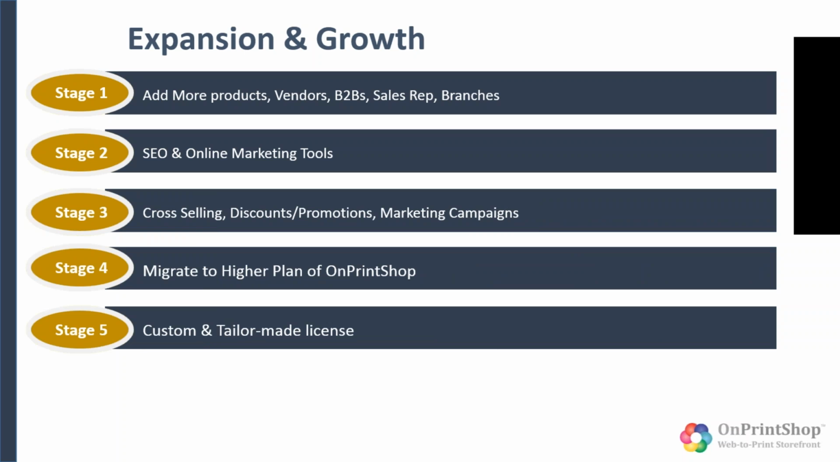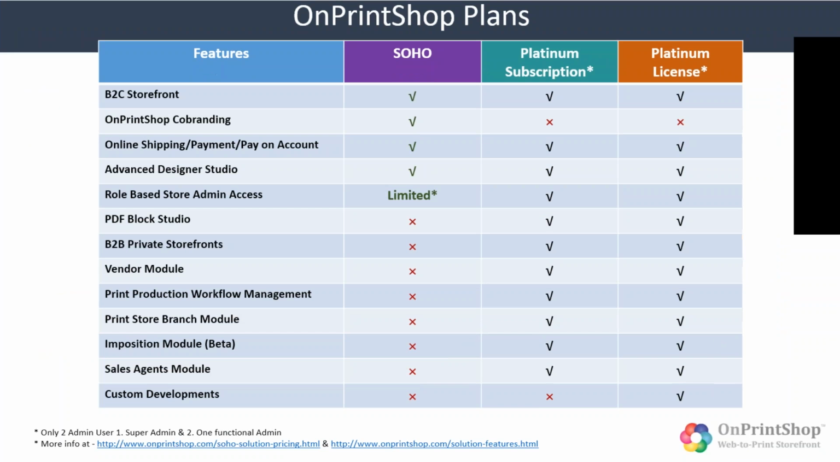We have higher plans in OnPrintShop, so you can also migrate to our higher plans, the Platinum series. And if you have a unique business, then we also specialize in custom and tailor-made solutions. So the SOHO plan, which I'm showing you, is especially designed for printers with a team of less than 10-15 people, and they want to streamline their order management for walk-in customers or resellers or small B2B customers they are serving. So they go with the SOHO plan, which is a co-branded online store that will be given to you.